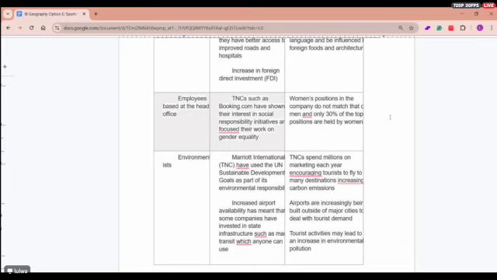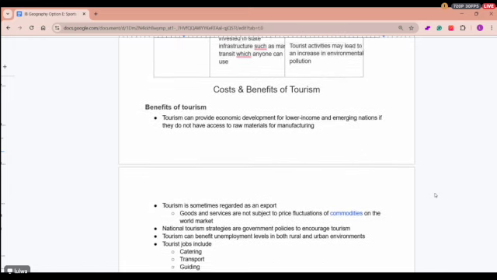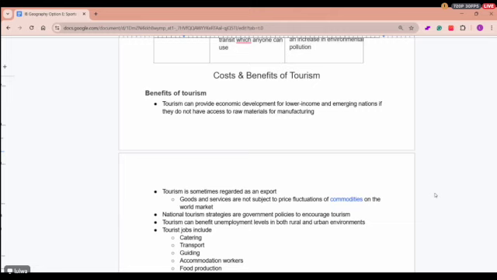However, women's positions in the company do match those of men. And for environmentalists, you have Marriott International, which is a TNC, have used the UN SDGs as part of their environmental responsibilities. However, TNCs also spend millions on marketing each year, which encourages tourists to fly to many destinations, which increases carbon emissions. So, what are, in general, the costs and benefits of tourism?